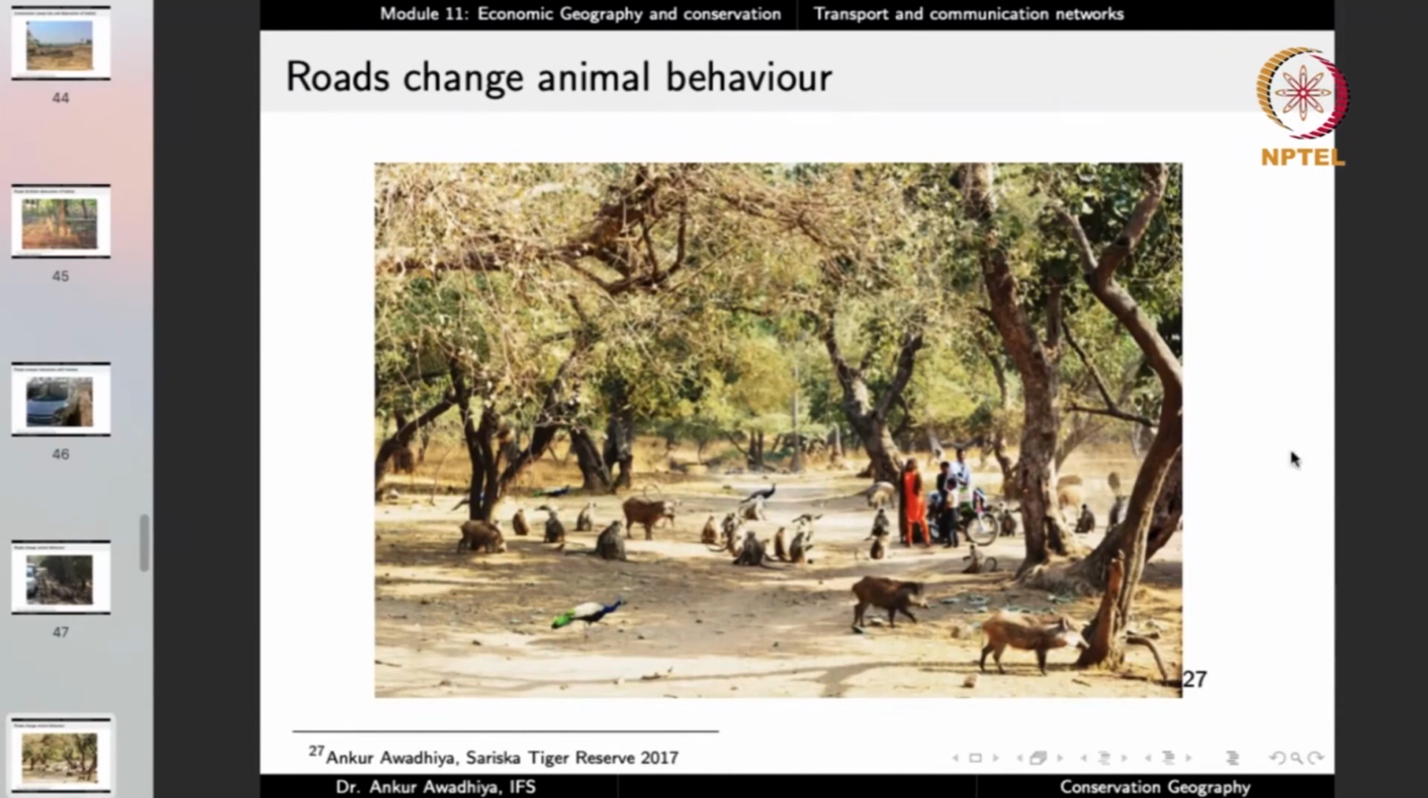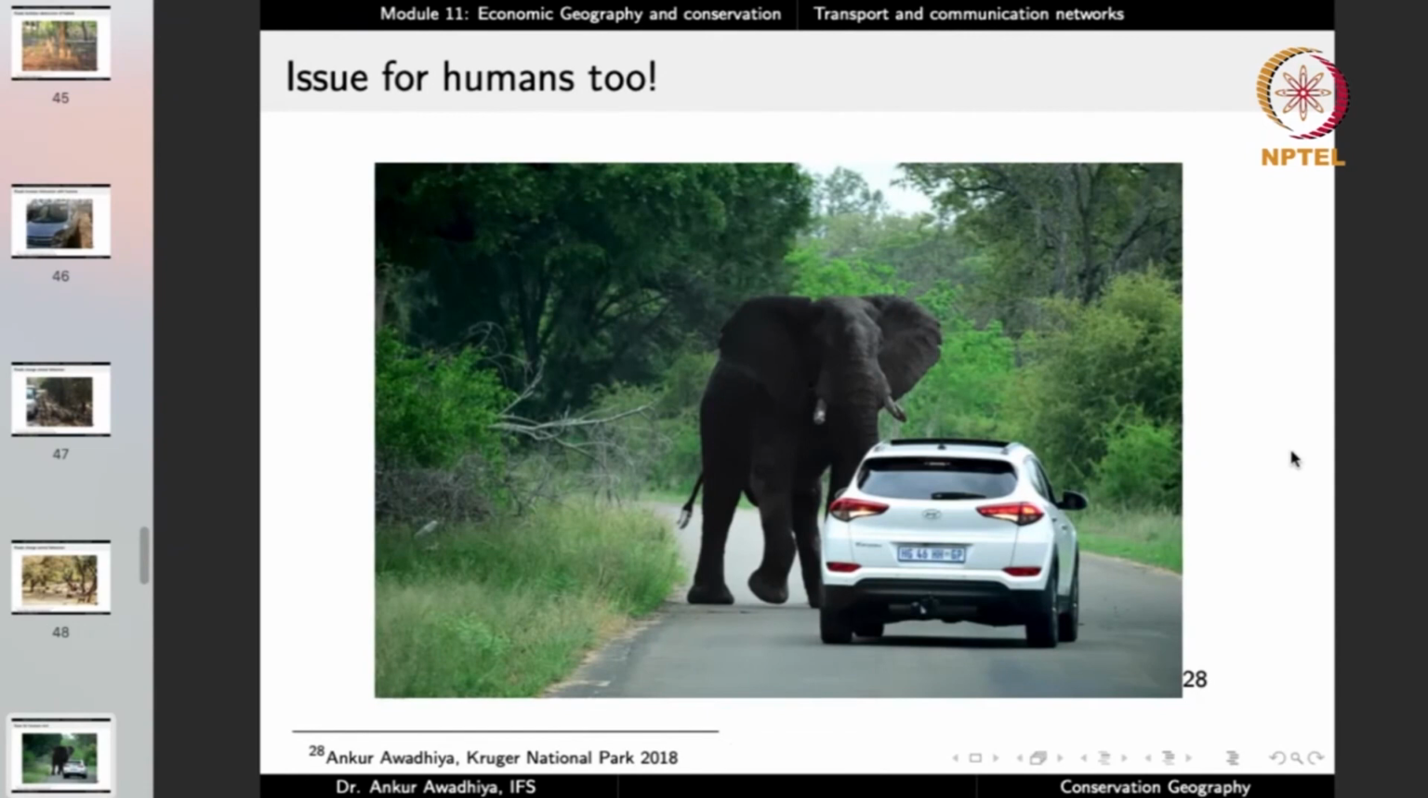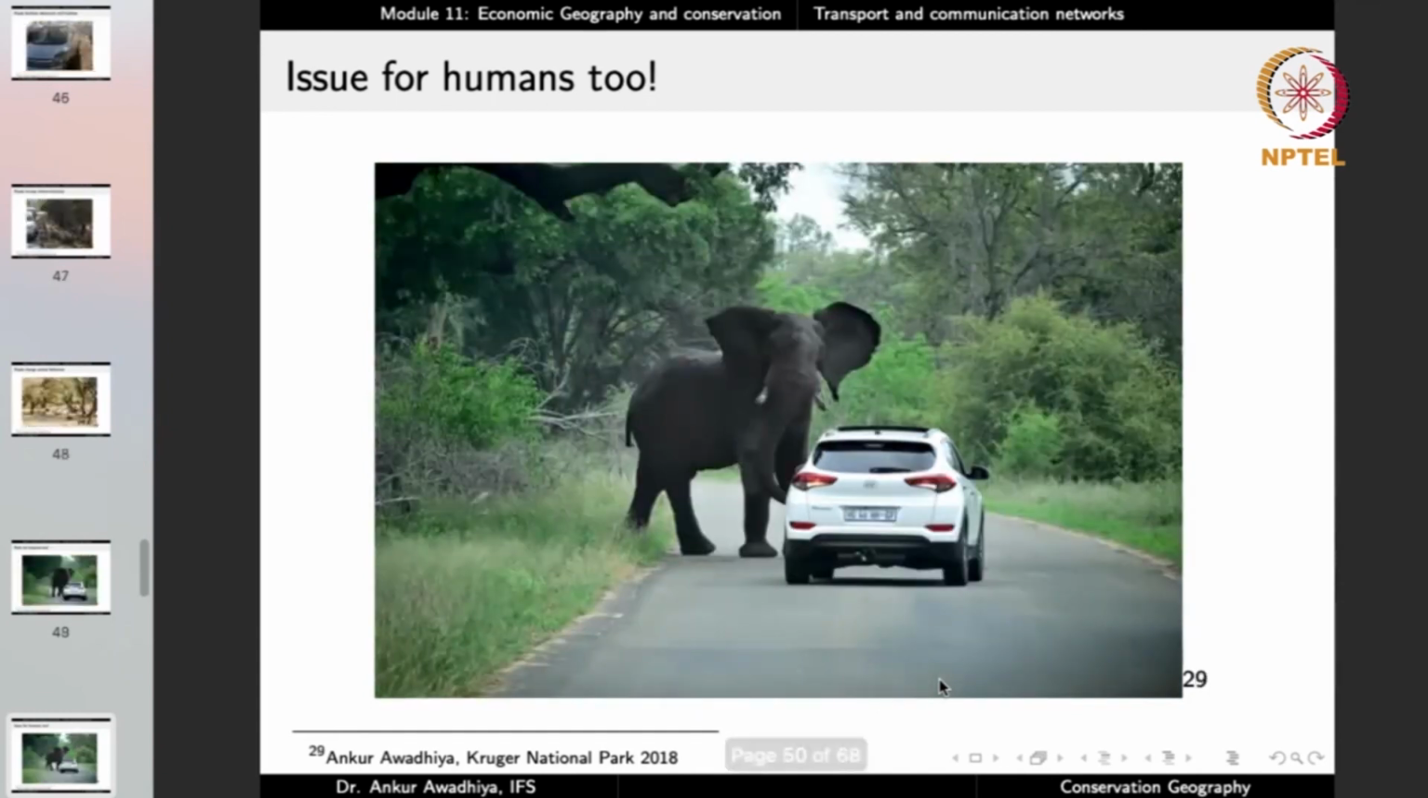Roads have a major change in animal behaviors. And at times this becomes very tragic for humans as well. So this is a picture from the Kruger National Park. And there we saw that this animal was trying to cross the road. It saw a vehicle and it became extremely furious. It tried to attack the vehicle.